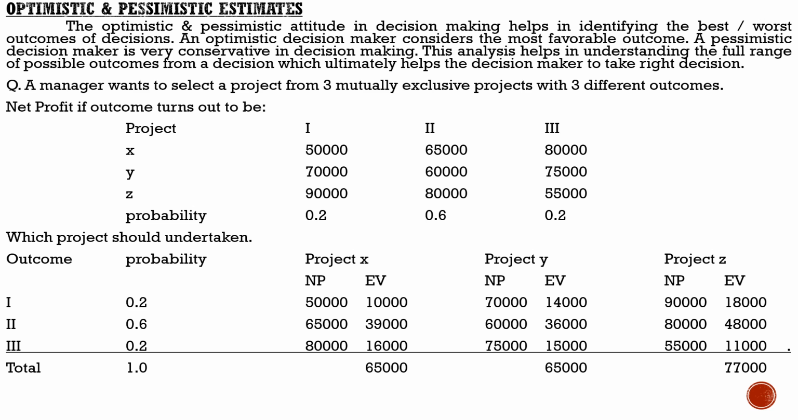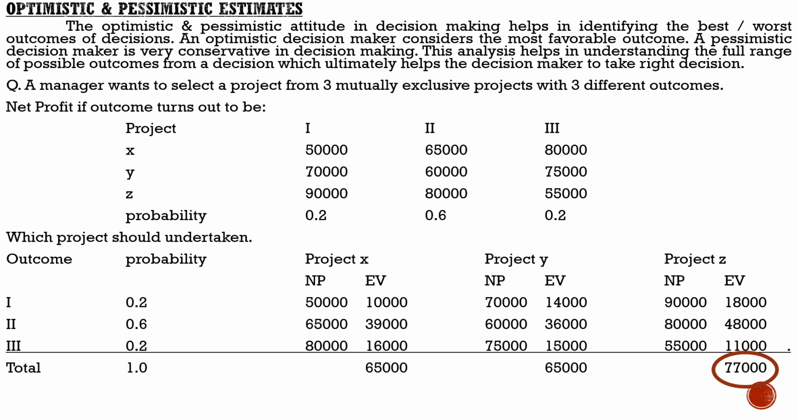So from the initial analysis, you can see that 77,000 is higher when compared with the total estimated values of the other two projects. Here it is 65,000, in this case 65,000, but here 77,000. So naturally we can take a decision that project Z is the best when compared to projects X and Y. This is one way of taking decisions.